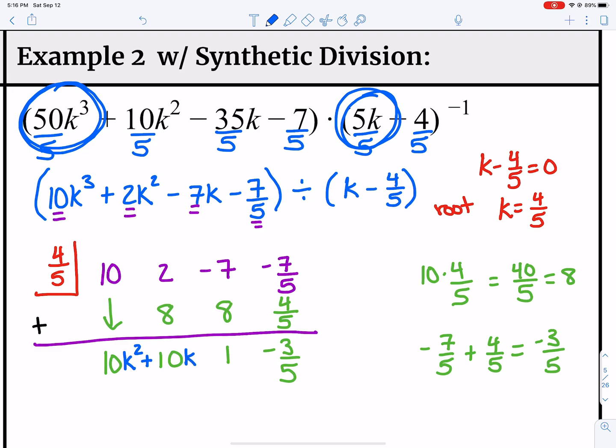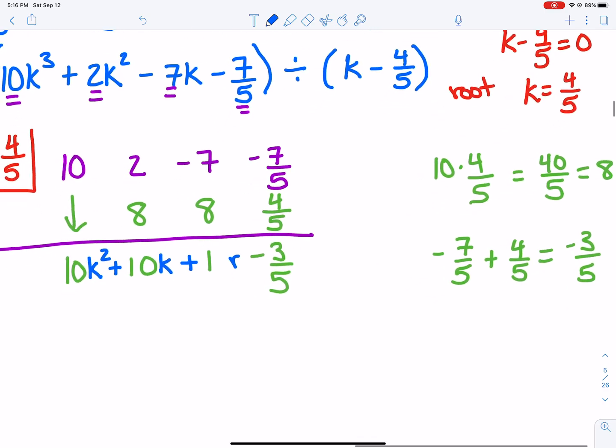So 10k squared plus 10k plus 1. And then you have a remainder of -3/5 because 1 is your constant term. You don't want to just combine those two. Each one of those numbers holds a place in your quotient.